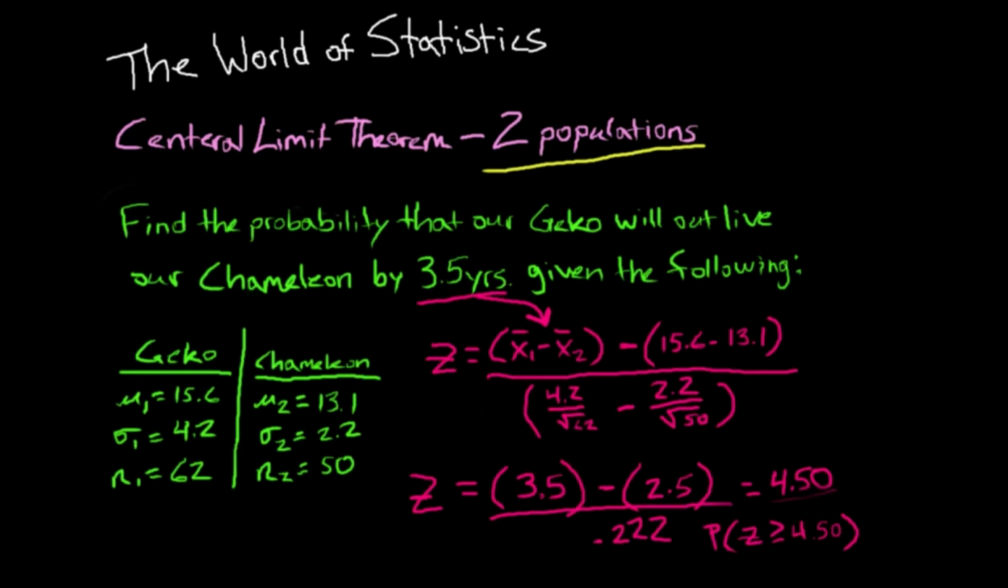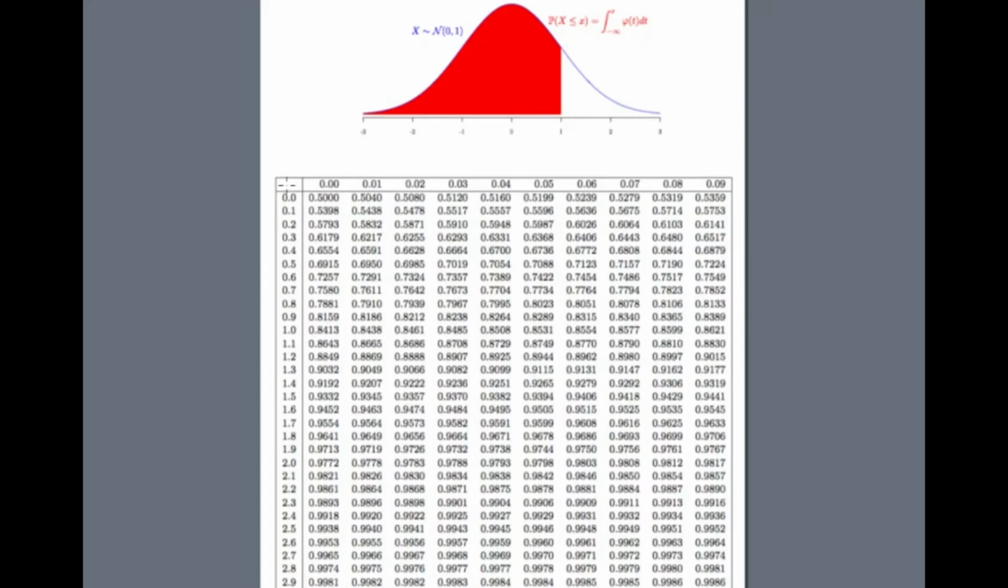In order to do that, we need to go to our standard normal table on the positive side and figure out what that probability is. So let's go ahead and jump over to that. Okay, so here we have the positive side of the standard normal table.